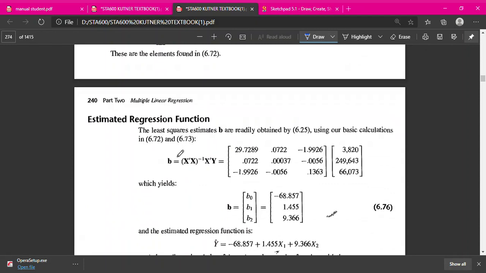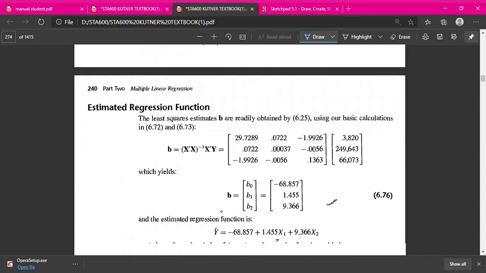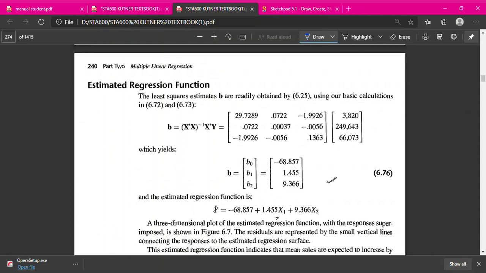Okay, so once we have the X transpose X inverse, kita boleh apply this formula untuk cari nilai beta. Okay, so this is the value of beta here. Then we can create, ini dipanggil estimated regression function. Okay, ada y hat kat sini, ini value beta 0, ini value beta 1 x1, ini value beta 2 x2.